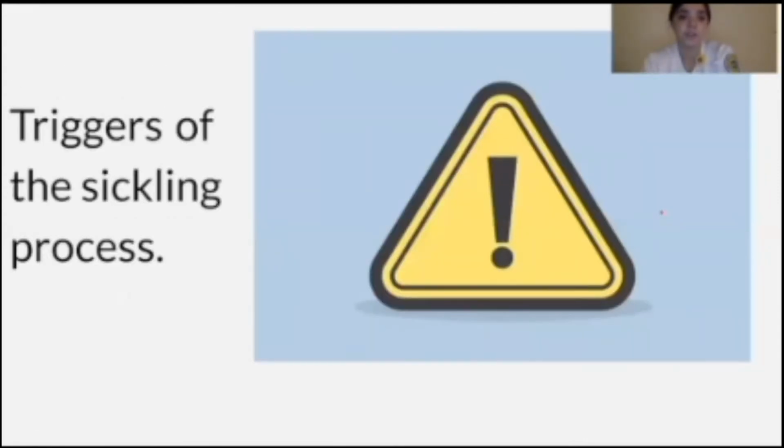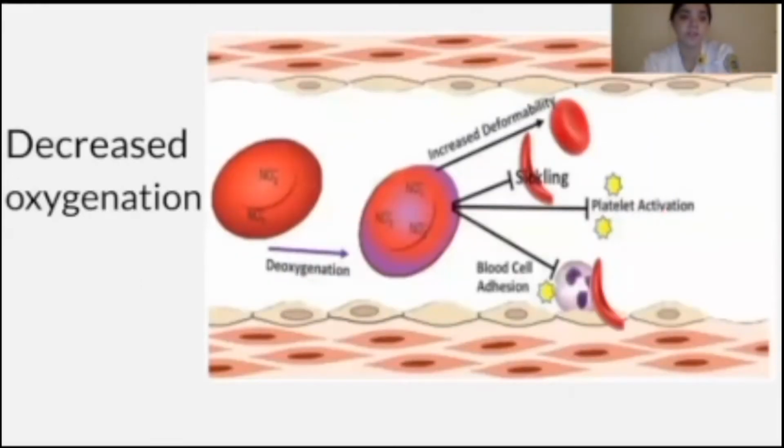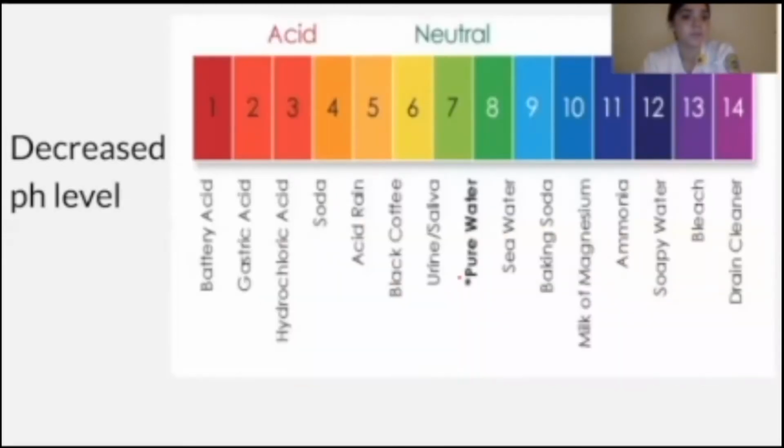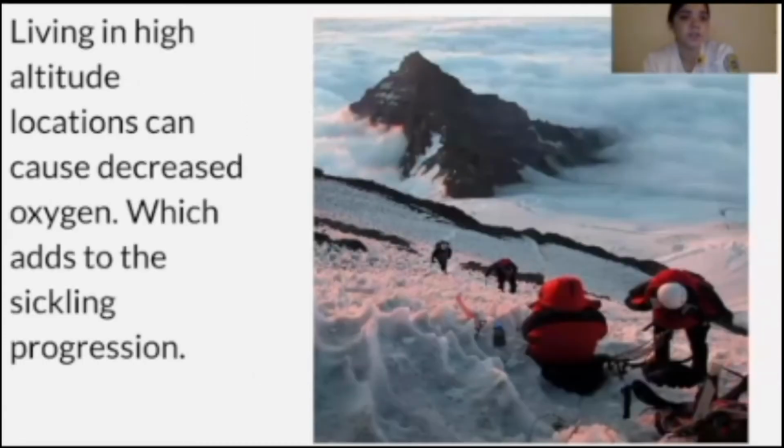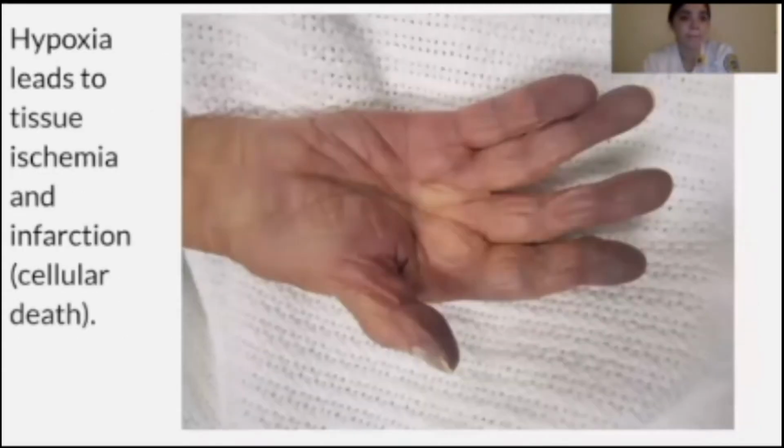There are triggers that cause the sickling process, including decreased oxygen. So if you have decreased oxygen, it's going to cause deformation of the red blood cell. It's going to cause sickling, platelet activation, and blood cell adhesion. Decreased pH level is another trigger. Temperature changes. Living in a high altitude location can cause decreased oxygen, which adds to the sickling process. Hypoxia leads to tissue ischemia and infarction, which is cellular death.